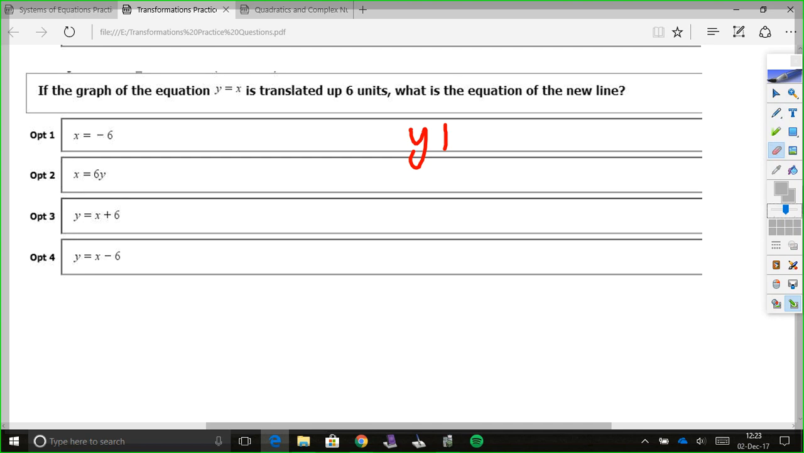Not plus, hold on a second. We have y equals x. Now, it says it wants to move up 6. Up 6 means a vertical shift, right? Moving upwards is moving vertical.